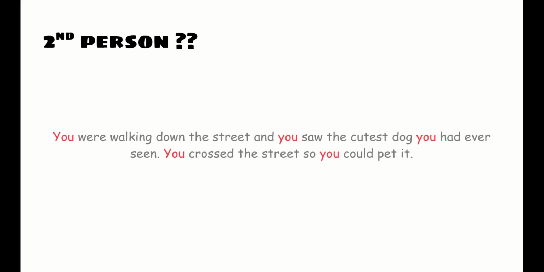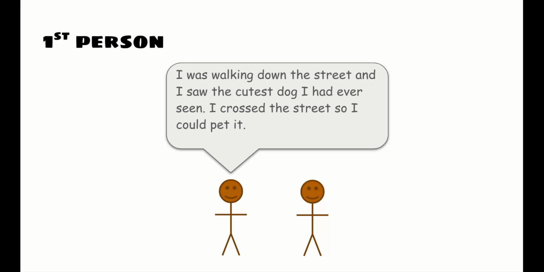The second person you probably haven't really talked about in an English class. So what is second person? Second person is actually when the narrator is talking to you, to the person that is listening. So an example of a second person story would be: you were walking down the street and you saw the cutest dog you had ever seen. You crossed the street so you could pet it. Okay, so second person is when you're talking to somebody.